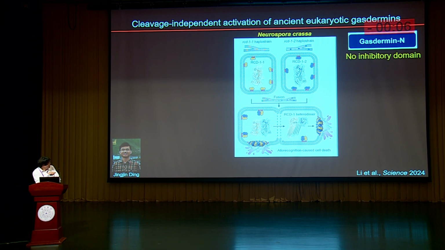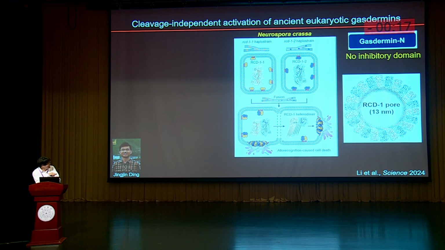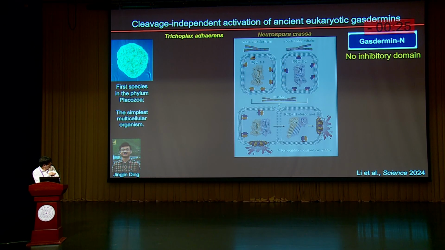The two proteins will heterodimerize upon cell fusion, and the heterodimer will serve as a unit to oligomerize into a pore, the RCD1 pore, and kill the misfused Neurospora strain. In another organism called Placozoa, this organism also encodes a gasdermin N domain protein without an inhibitory domain.